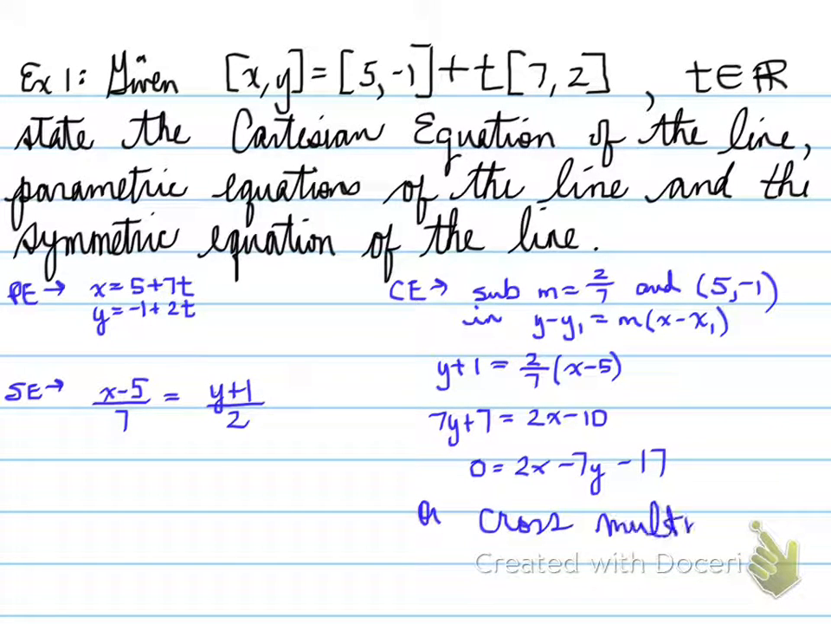Now, another way that you could have gotten this particular Cartesian equation is by using the symmetric equation and cross-multiplying. Because if I cross-multiplied and took 2 times x minus 5, guess what? That will give us 2x minus 10. 7 times y plus 1 will give us 7y plus 7. So yes, folks, we can cross-multiply the symmetric equations and we will get the Cartesian equation. Cool, eh?